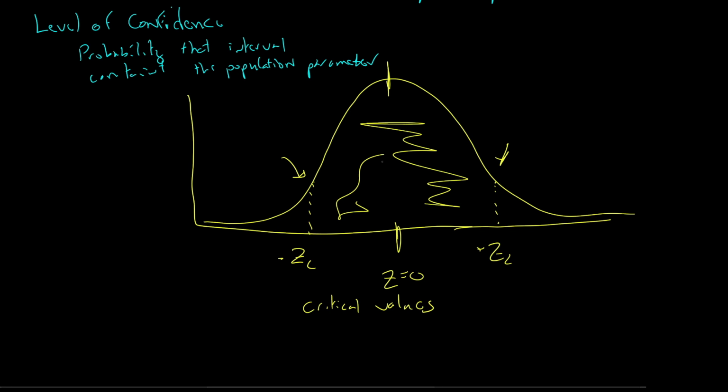Now the thing is, this is symmetric. So if I want to be, let's say, 90% sure, or if I want a C value of 0.9, then inside of this bit here, I need a probability of 0.9. That means over here has to be 0.05, and over here has to be 0.05.